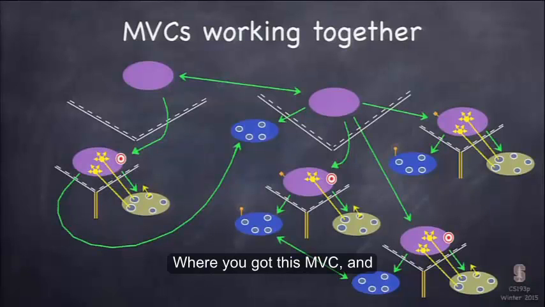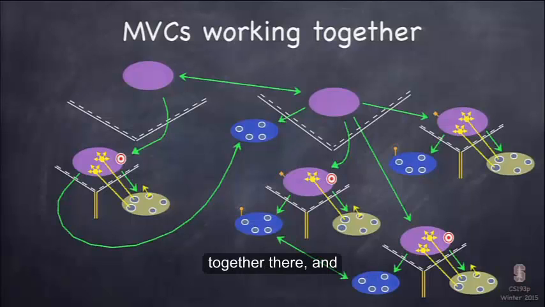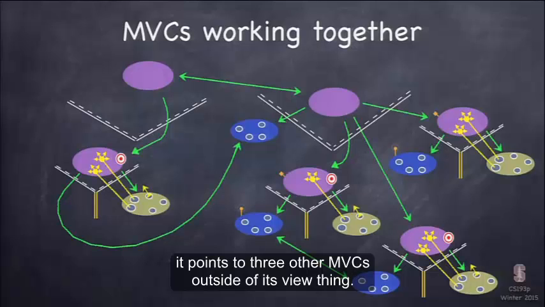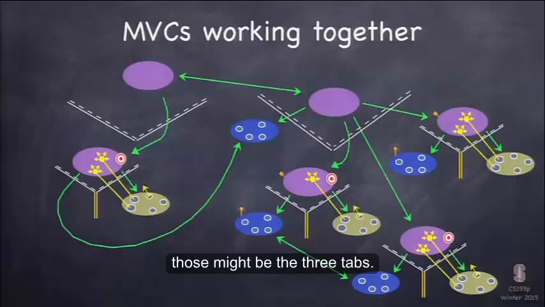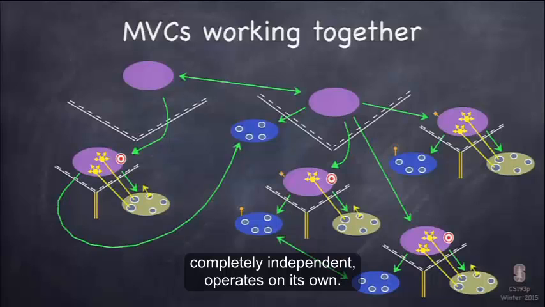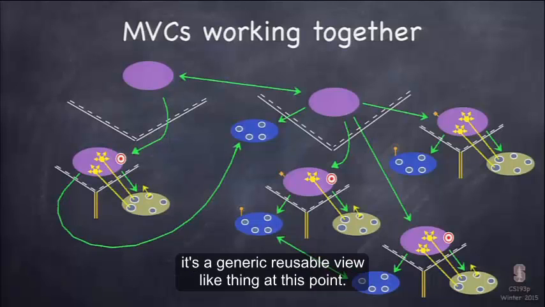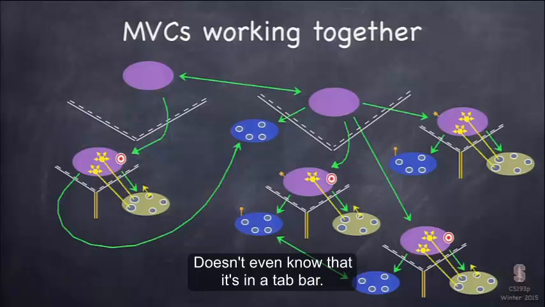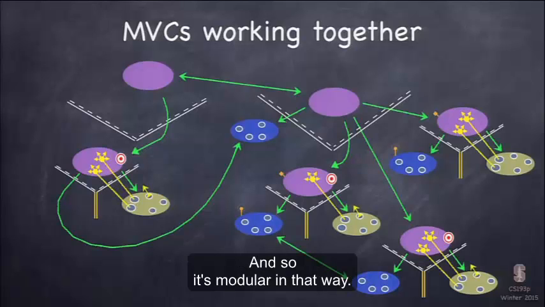Where you got this MVC, and you see the purple one that's underneath the word "together" there, and it points to 3 other MVCs outside of its view. Okay? That's how we're going to build. So that might be a tab bar controller, and those might be the 3 tabs. Each one is its own little MVC, completely independent, operates on its own, doesn't even know. It's a generic, reusable view-like thing at this point. It doesn't even know that it's in a tab bar. It just knows it's supposed to do whatever it does. And so it's modular in that way.